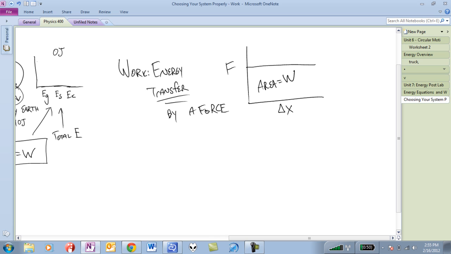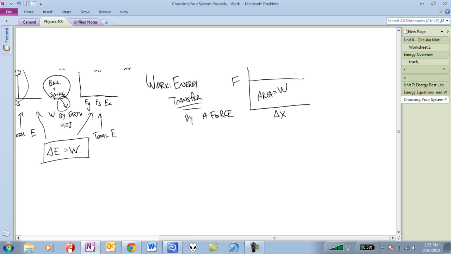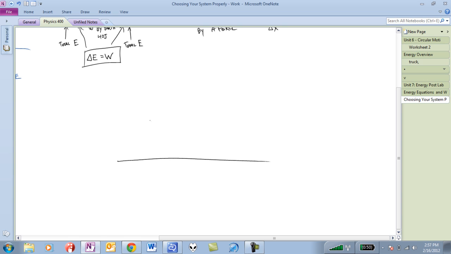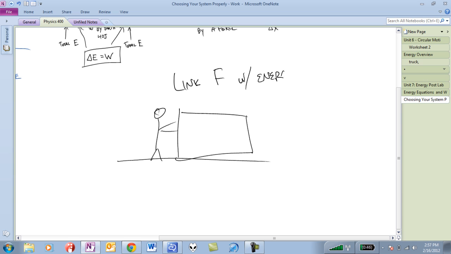So, in order to choose your system properly, one of the biggest aspects is if a force is given to you. If this is given to you, it says there's a constant force, or there's a force that's acting on the system, go calculate it. What you want to do is you want to make that force the outside. So, if you have a situation where you are trying to link forces with energy, the way to do this is the way of work.